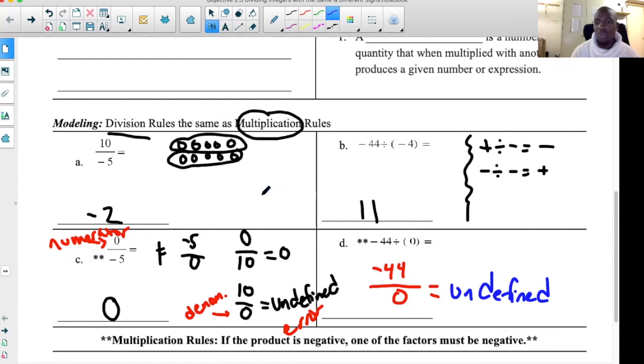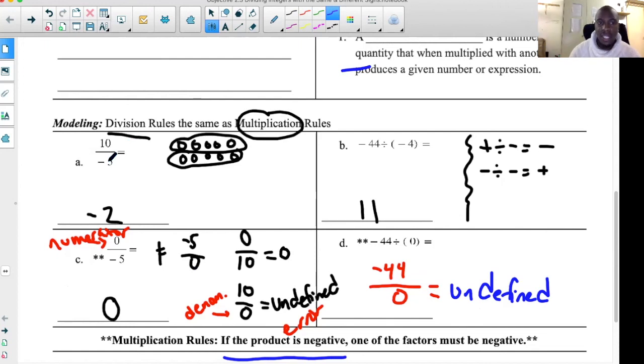Take your time, run through the actual independent practice, double check your signs, double check your answers. Once again, I want you to pay attention to C and D. If 0's in the numerator, make sure you write 0. If 0's in the denominator, make sure you write undefined. The rules are still the same. If the answer is negative, this is a key rule: one of the factors needs to be negative. For example, if I look at A, I see that when I divide here, the answer is negative. That means one of these two is negative, which is true.